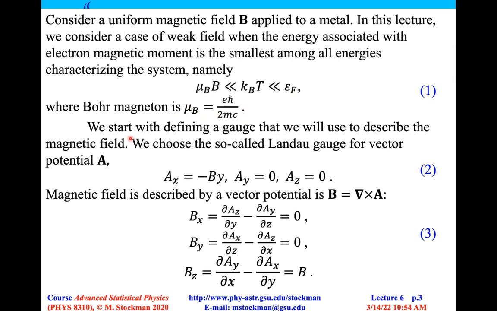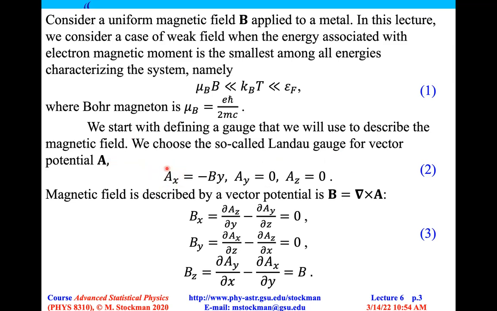We start with defining a gauge that we'll use to describe the magnetic field. We will describe it in terms of a vector potential. And the vector potential is not unique. It can be chosen in an infinite number of ways. Each such choice is called a gauge. We'll choose the so-called Landau gauge for the vector potential, and it's described here.